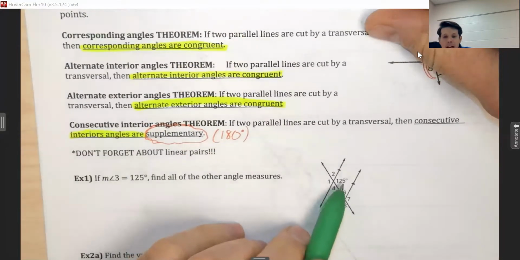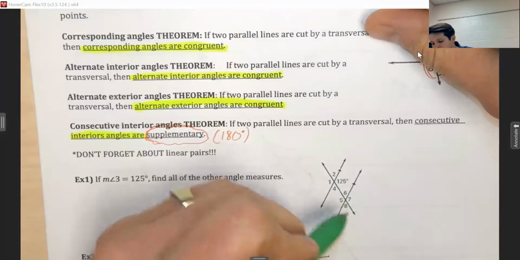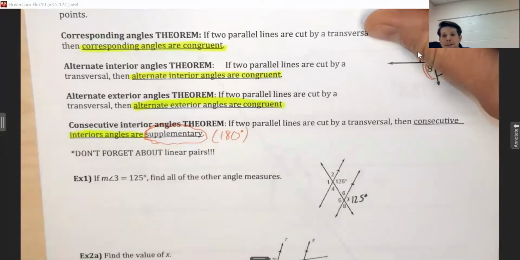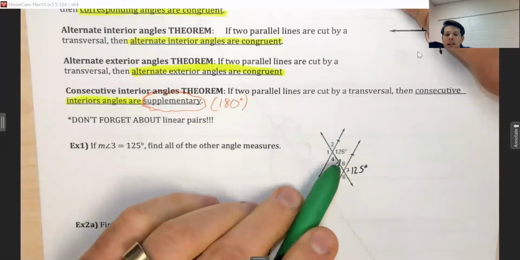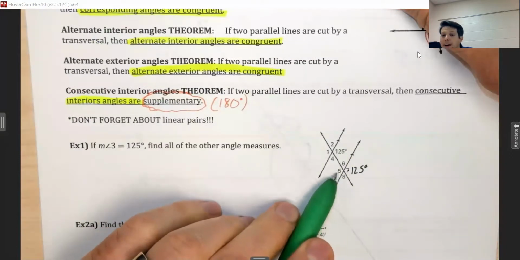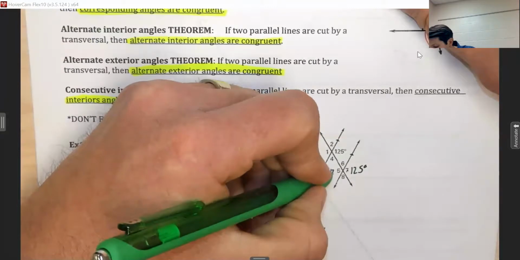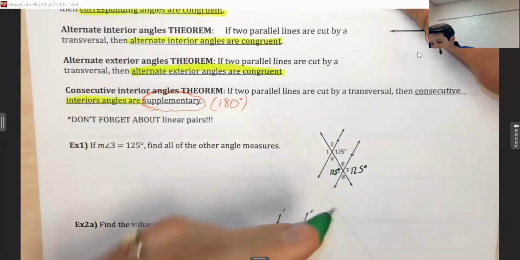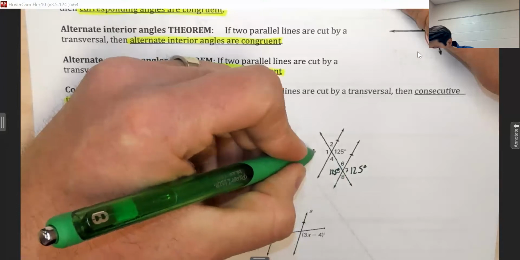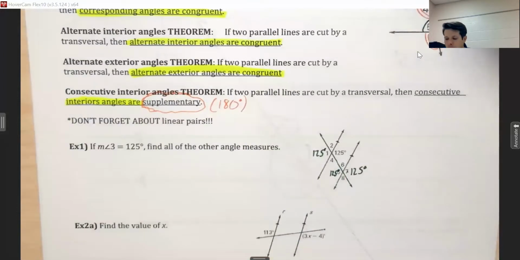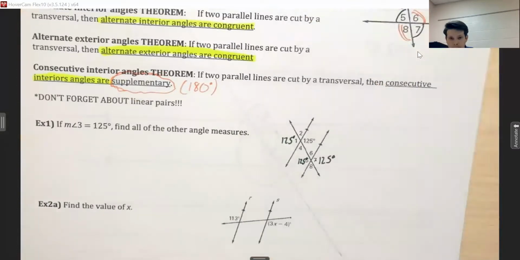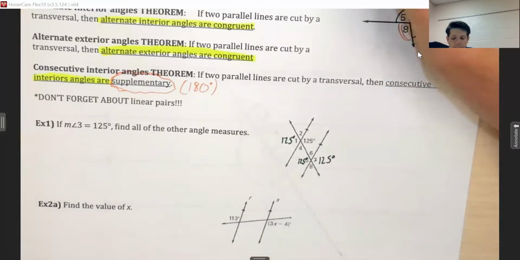If I find an angle that corresponds with 125, like 7 down here, it will have the same measure. If I find an angle that is alternate interior with 125, like 5 right here, it will also have the same measure. Even if I find vertical angles, they are going to have the same exact angle measure. So I can take my one single 125 and turn it into 4 of them. So now I've got quite a bit of my work done.